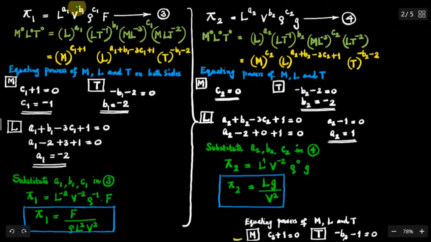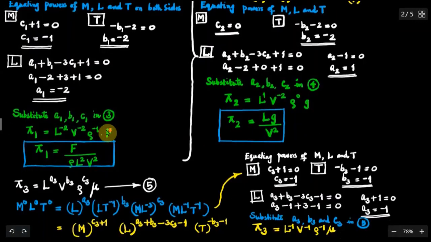The first pi term is L raised to A1, V raised to B1, rho raised to C1 into F. Substituting that, you will get pi1 is equal to L raised to minus 2, V raised to minus 2, rho raised to minus 1 into F. If you bring down the variables with negative indices into the denominator, you can write it as a ratio: pi1 is equal to F divided by rho L squared V squared. So this is the first pi term.